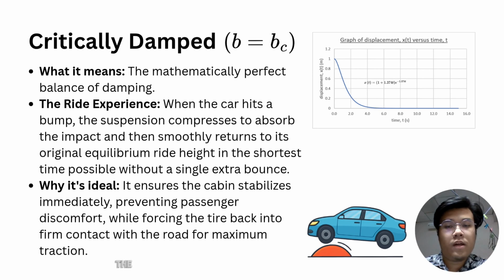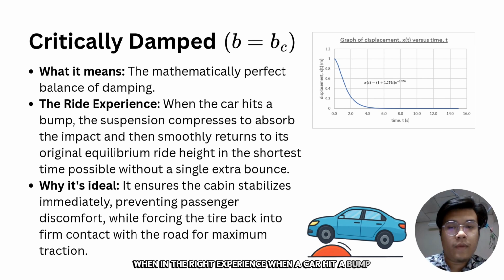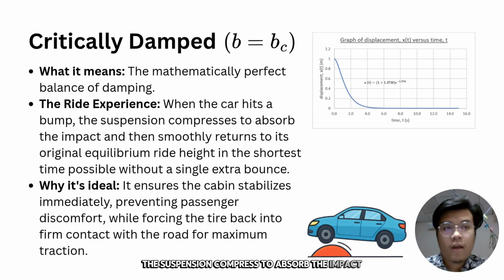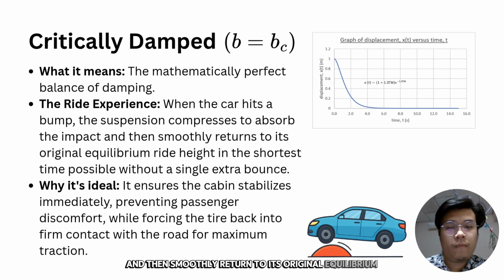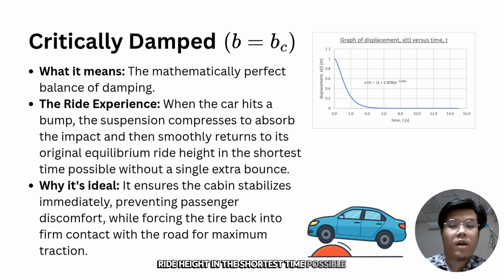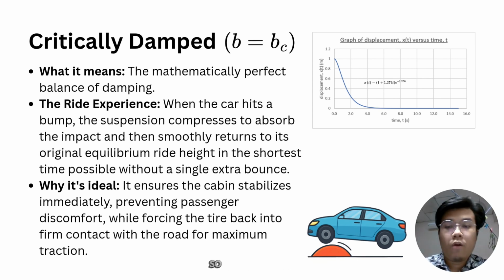Okay, next for the critically damped. What does it mean? It is the mathematically perfect balance of damping. In the ride experience, when a car hits a bump, the suspension compresses to absorb the impact and then smoothly returns to its original equilibrium ride height in the shortest time possible without a single extra bounce. It is ideal because it ensures the cabin stabilizes immediately, preventing passenger discomfort while forcing the tire back into firm contact with the road for maximum traction.